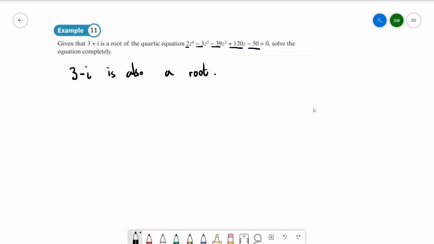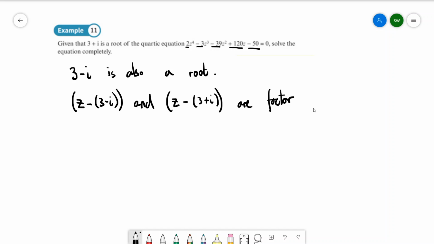Because of that, we know some factors of this quartic. We're basically going to try and factorise this quartic. We know that z minus 3 minus i is a factor, and also z minus 3 plus i is a factor too. So that means that we can write this quartic as these 2 factors multiplied together.